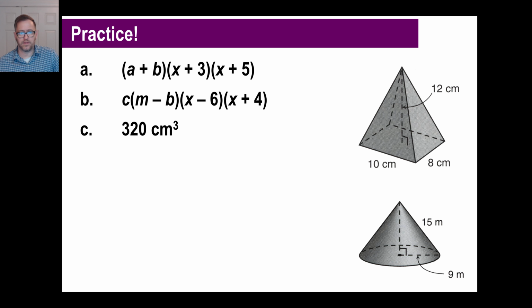All right, C will be 320 cubic centimeters. That is your volume. All right, let's go with D. Oops, should have told you to pause it. Okay, D is 216 pi square meters.